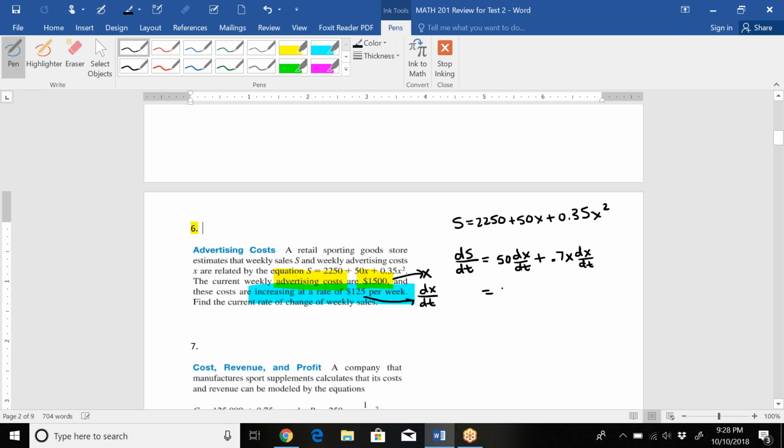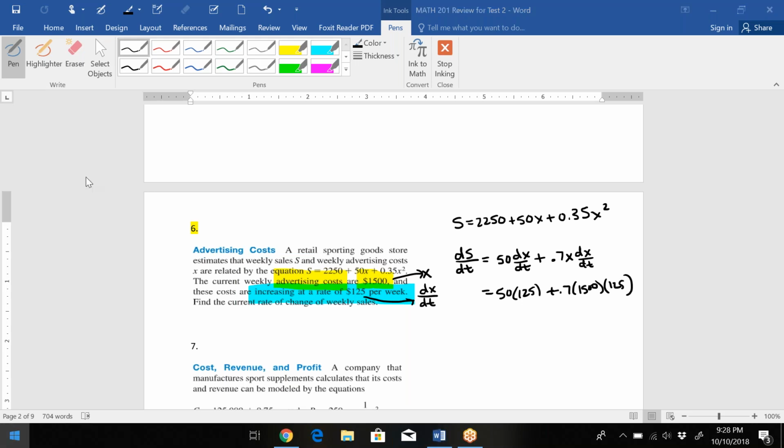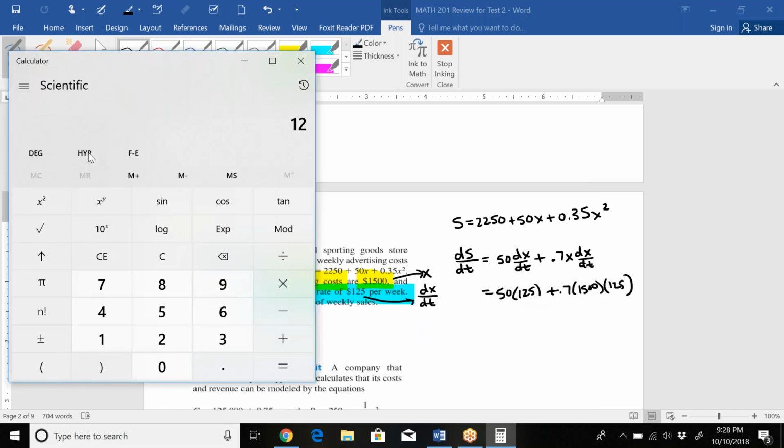So we're essentially just working this out as 50 times the 125, because that's the dx dt, plus 0.7 times the 1,500 times the 125 again. So we want to get our calculator and we want to work this out. So that's going to be 125 times 50 plus 0.7 times 1,500 times 125. That comes out to 137,500. Remember, this is dollars, and it would be per week, just like the rest of the problem was.